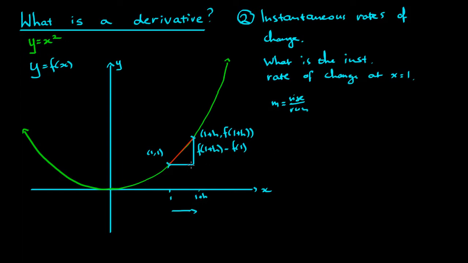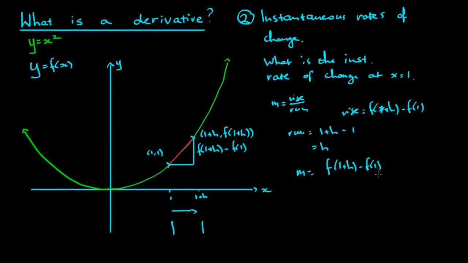That's very important. If you don't understand it, think about it for a little bit before you continue. And the run here, well, the run is equal to 1 plus h, which is that level there, take away that level. So it's 1 plus h take 1. So we had rise is equal to f(1+h) take f(1), and the run is equal to h. So therefore m is equal to f(1+h) take f(1) over h.